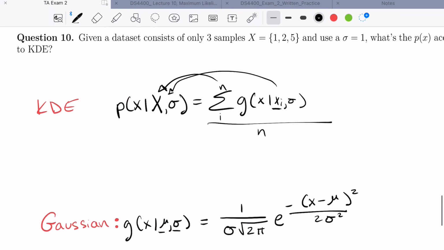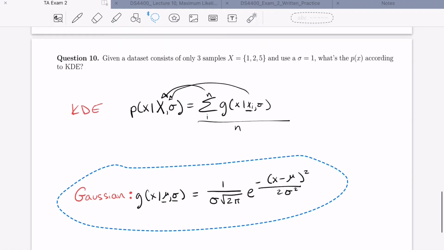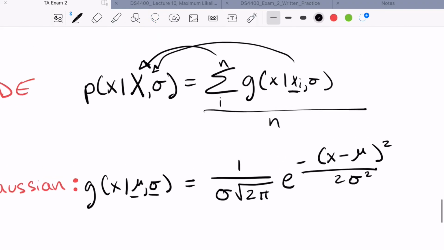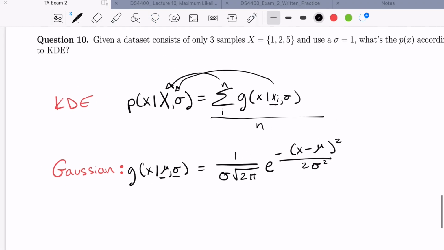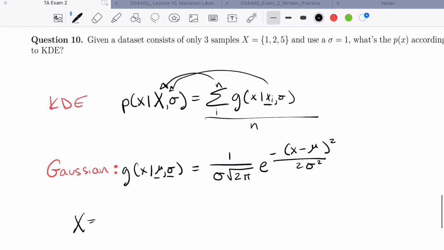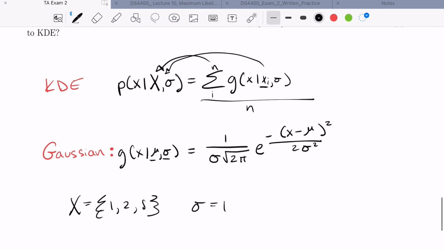Sweet. So now that we have all this set up, and I apologize for the weird notation, but we know that x is equal to 1, 2, and 5, and sigma is equal to 1. So I could write this out 3 times. I'm not. I'm just going to call it g, and then whenever I'm giving it a mu value, I'll just replace this mu with that value, and then I'll replace this sigma with the sigma value.